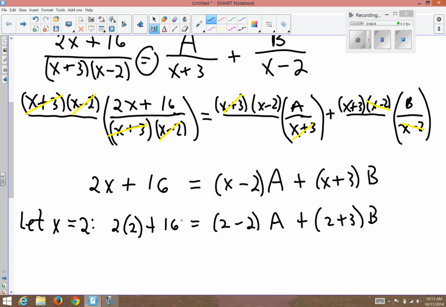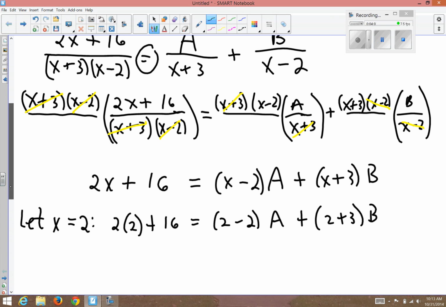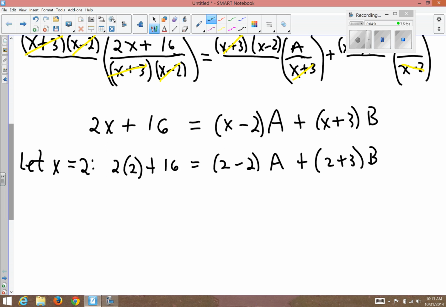And probably you could do some of this in your head. Don't need to write every single thing down. This looks like 20 equals 5b. That's 20 equals 0a plus 5b. So now we know 4 equals b.